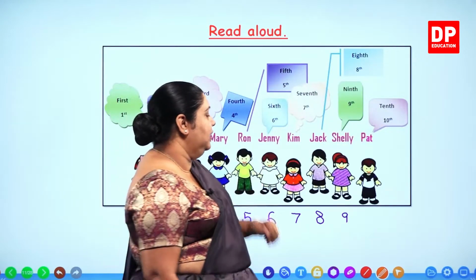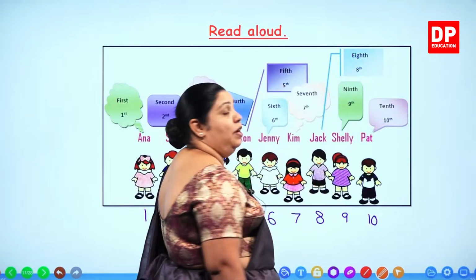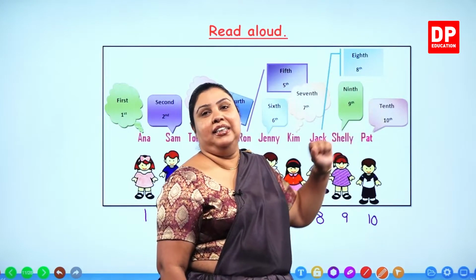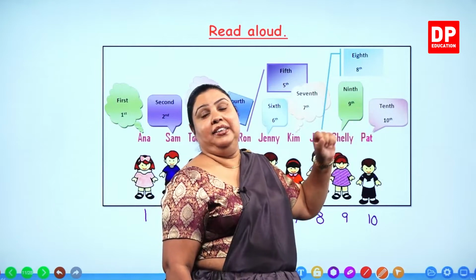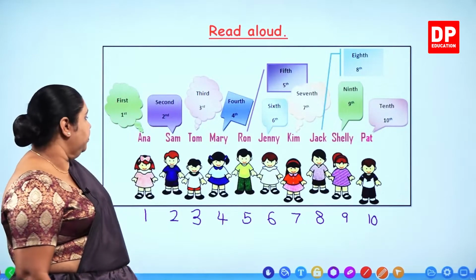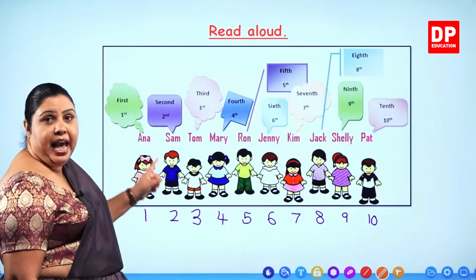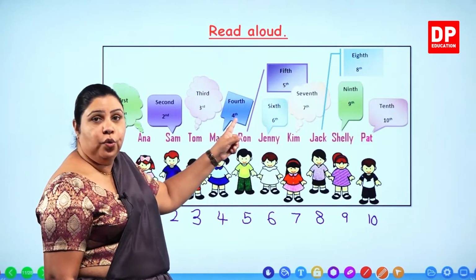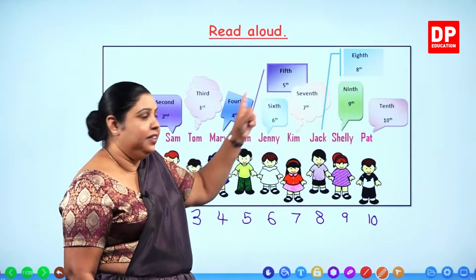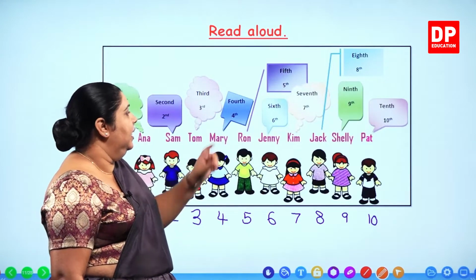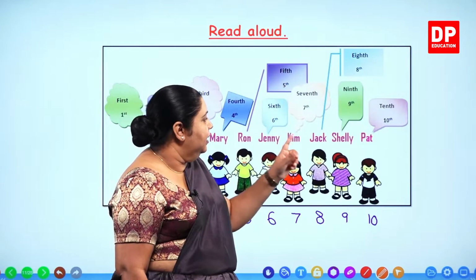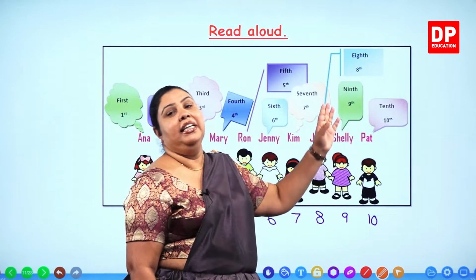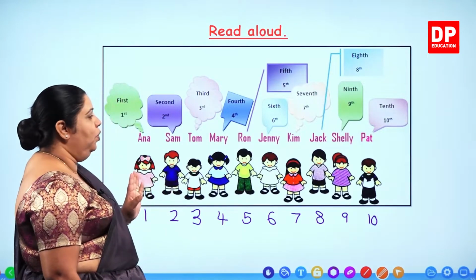9th. Right. Now the last one. We have 10 children and Pat is the last little boy over here. Pat is the 10th. Right, let's take a look at them once again. Anna is first, Sam second, Tom third, Mary fourth, Ron fifth, Jenny sixth, Kim seventh, Jack eighth, Shelley ninth, and Pat 10th. Okay, right. So now we know what the positions are.